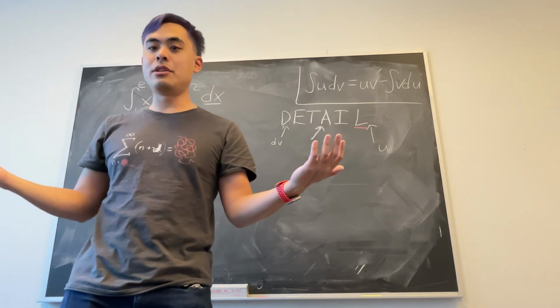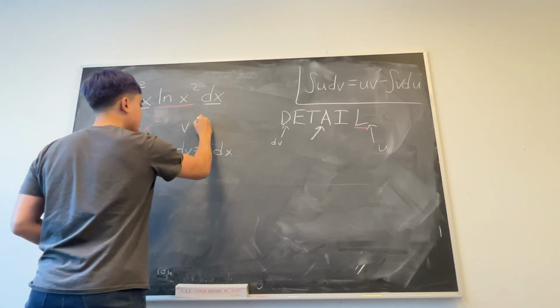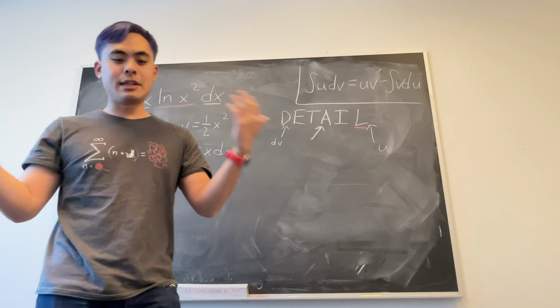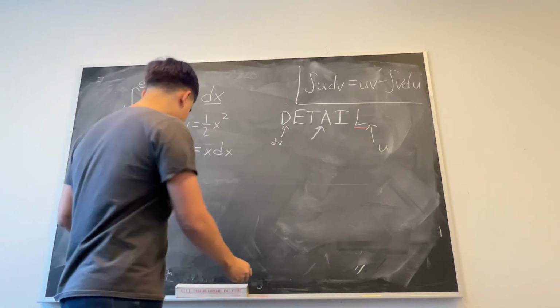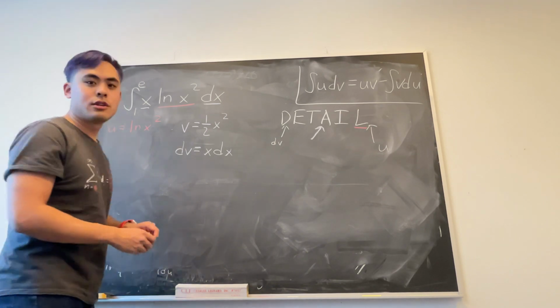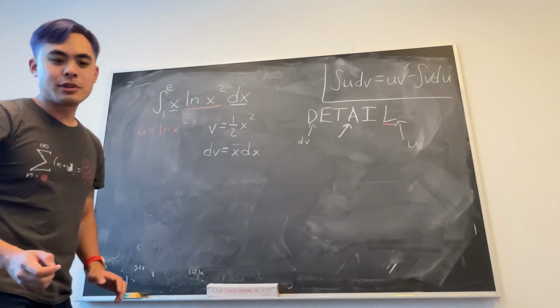And now, of course, we need to compute v and du. So v is going to be 1/2 x squared. You don't have to worry about the c here because the c will come in later. And then we also need to deal with the u.